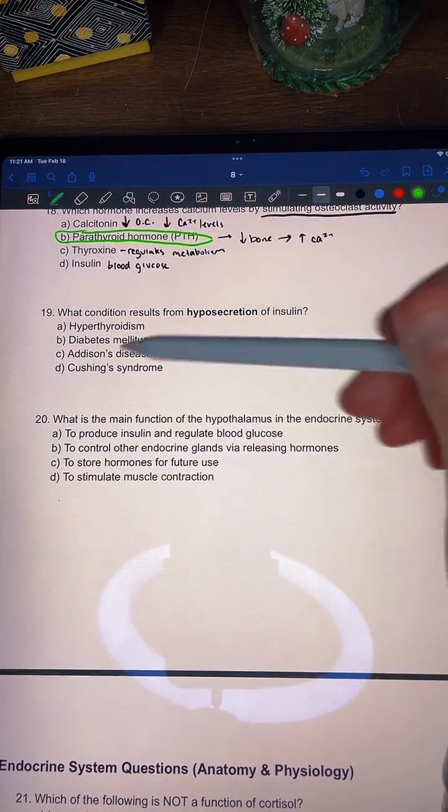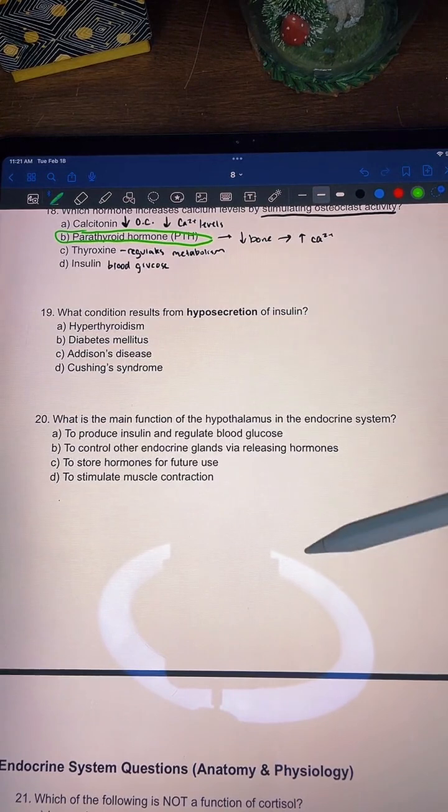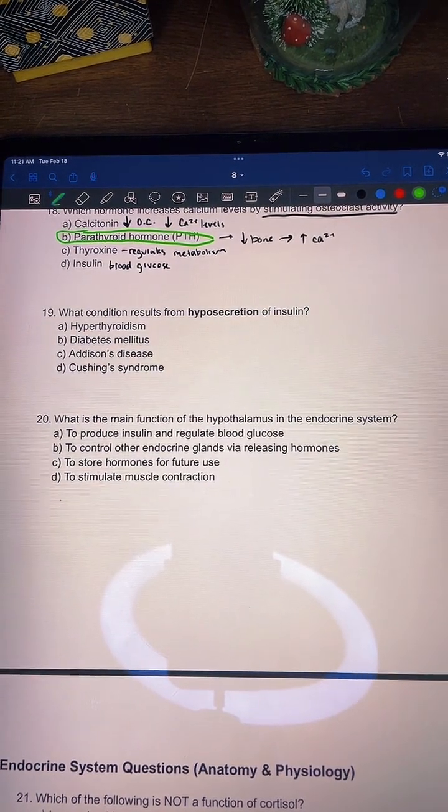Let's move on to number 19. Which condition results from hyposecretion of insulin? We're on number 19 now.